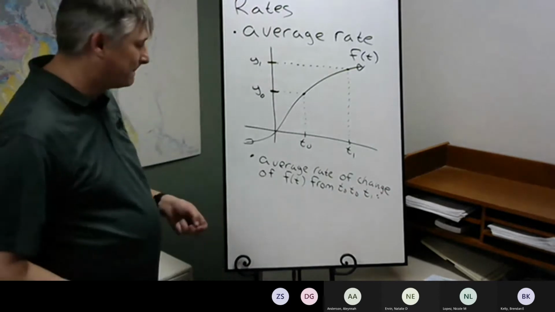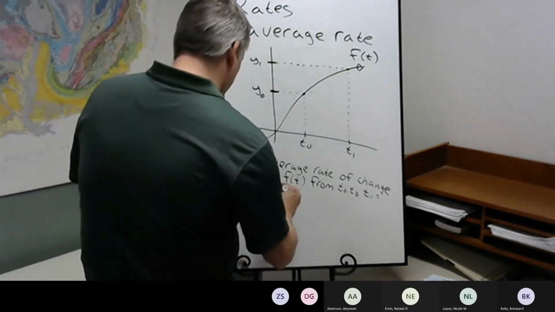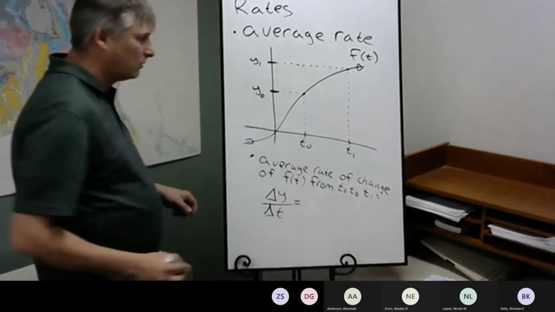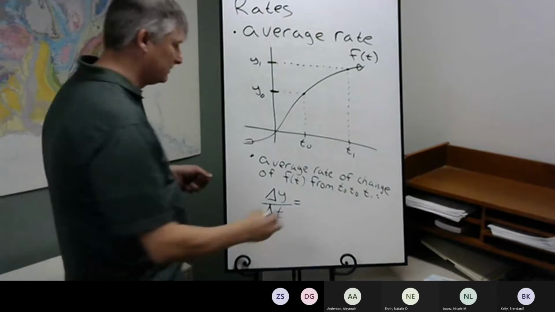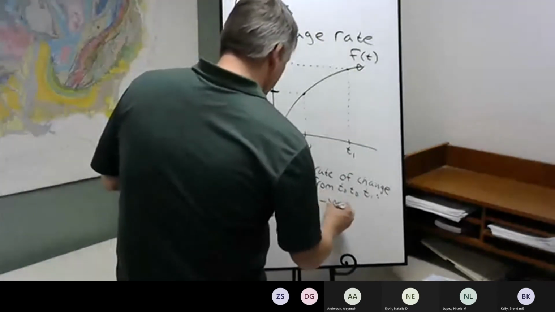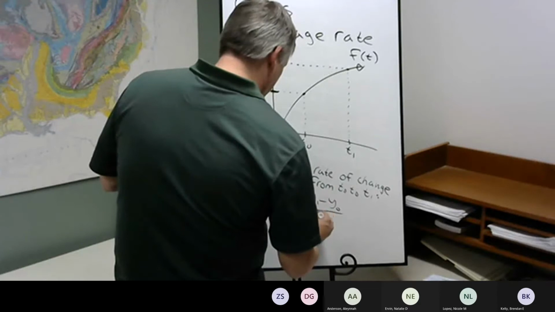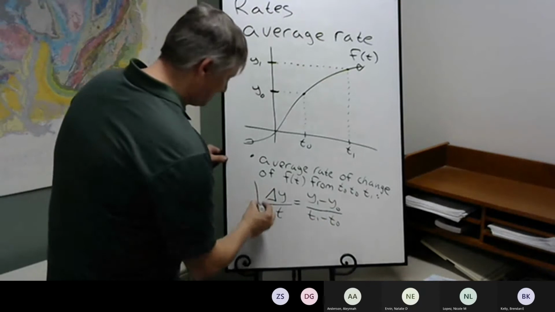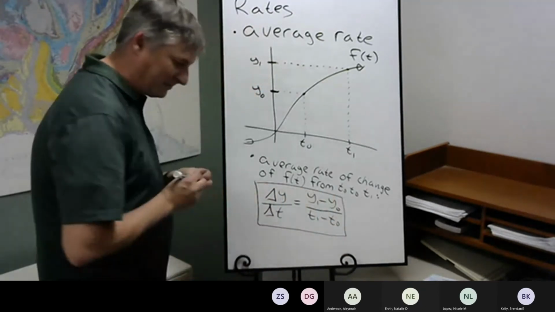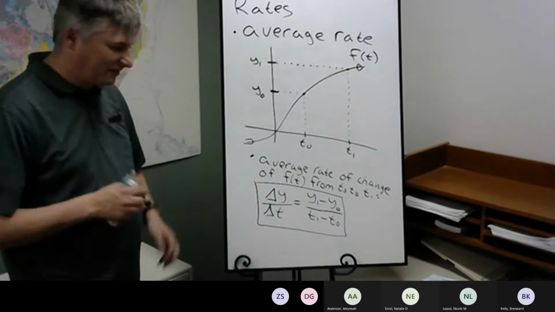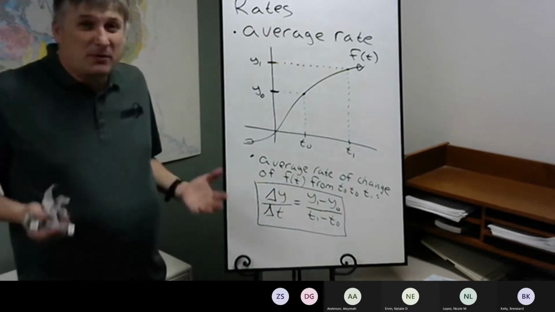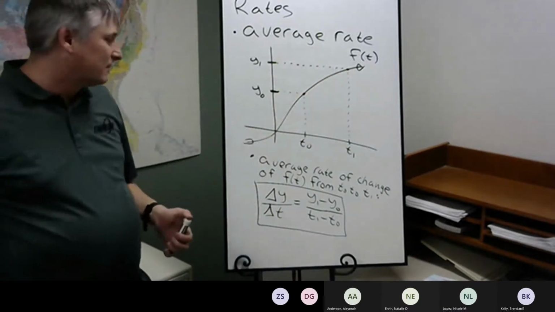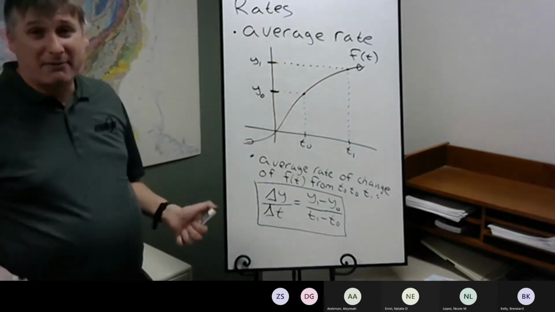And this is how we define it. It's the change in y over the change of t, or it's just your slope formula: y1 minus y0 over t1 minus t0. So it's just the slope of a line that intersects these 2 points on the curve. We can call it average rate of change. Sometimes we call it average speed.